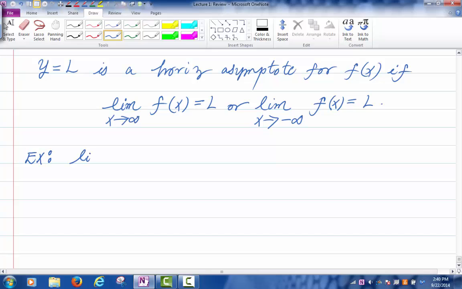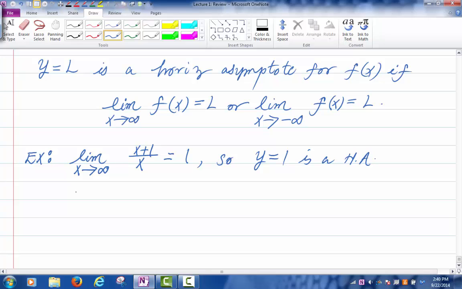Okay, so let's look at an example. If I take the limit as x goes to infinity of x plus 1 over x, then what do I get? What's this limit? The limit is 1, right? You agree with that? The limit is 1. So y equals 1 is a horizontal asymptote in this case, for this function.